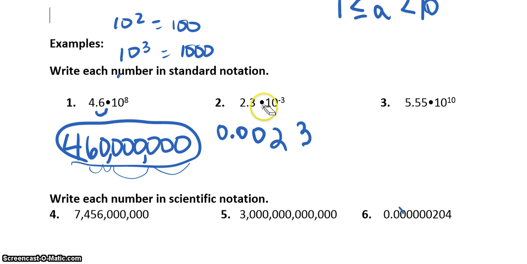Okay, so we went from 2.3 times 10 to the negative third to 0.0023.